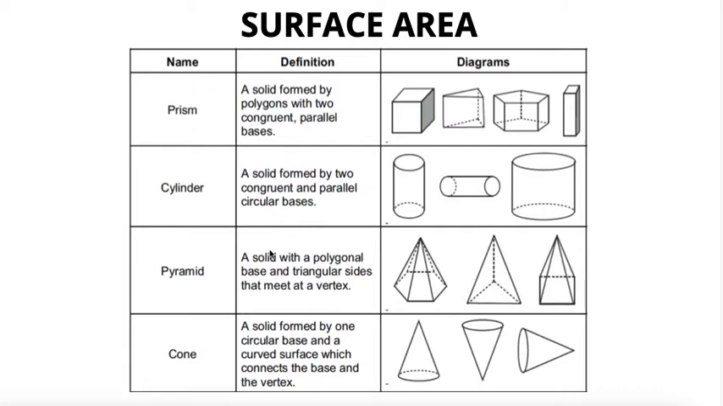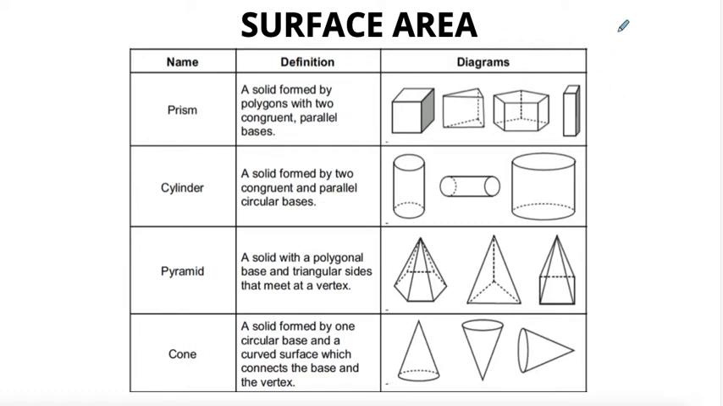A pyramid, which is a solid with a polygonal base and triangular sides that meet at a vertex. We're going to focus on just the square-based pyramids for our work today. And a cone, which is a solid formed by one circular base and a curved surface which connects the base and the vertex. So there are some additional definitions that you might want to be aware of.